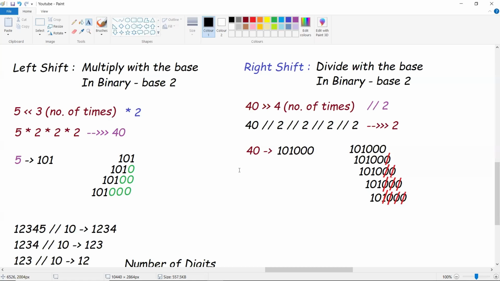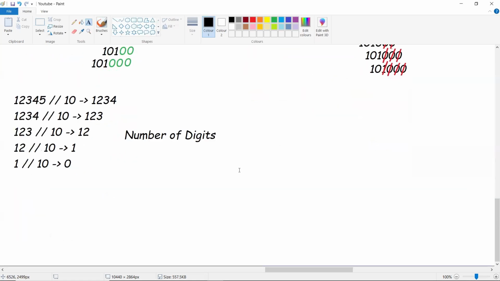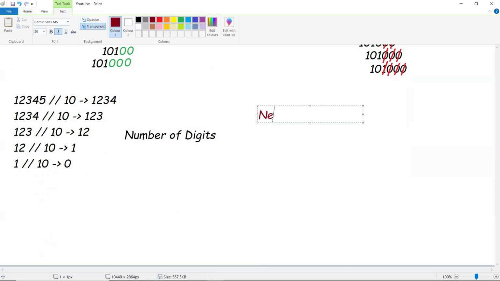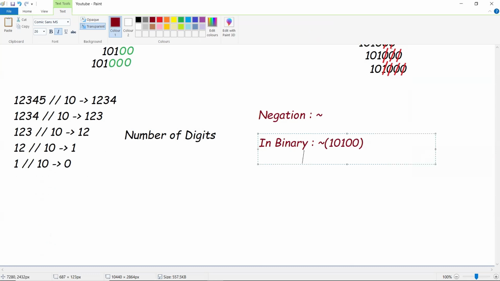Now let's go to the last bitwise operator, which is negation. So when I say negation, let me consider two parts. The first part I would say in binary. So when I say in binary, negation of 10100, we would get all the bits inverted. If it is 1, you get the output 0. If it is 0, 1. So this is the value of negation in binary.